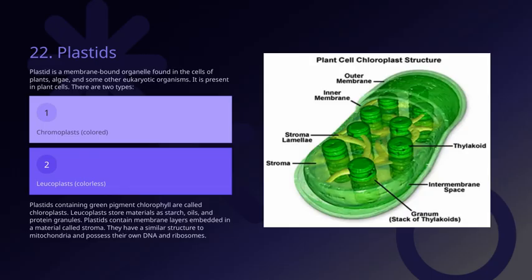Now, despite their differences, all plastids share some common features. They contain membrane layers embedded in a fluid called stroma, which is rich in enzymes and other molecules. Structurally, plastids resemble mitochondria. They even have their own DNA and ribosomes, which means they can produce some of their own proteins independently. Understanding plastids helps us appreciate how plants carry out vital processes like photosynthesis and storage, which are fundamental to life on Earth and directly connect to the larger theme of how plant cells sustain themselves and support ecosystems.